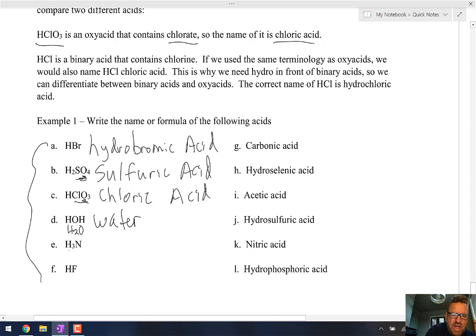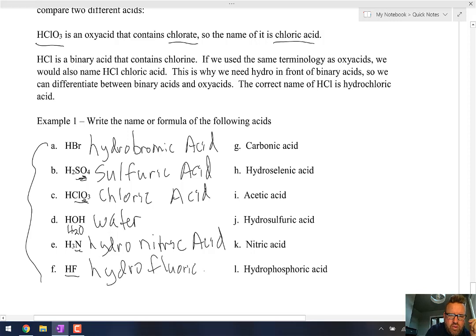H3N, again, no oxygen. As soon as you don't see an oxygen, write that hydro down. And then N is nitrogen, so that becomes nitric. So hydronitric acid. And then our final one, HF, again, no oxygen, so it's hydrofluoric acid. All right, let's practice this in Canvas a little bit.